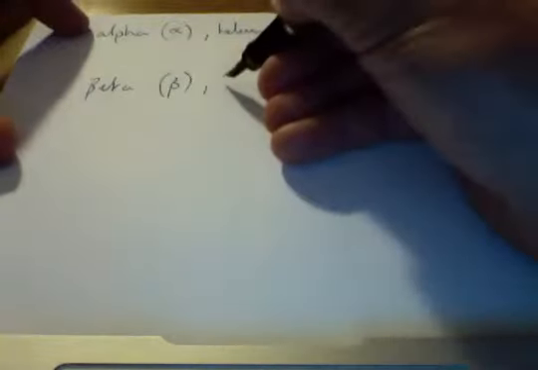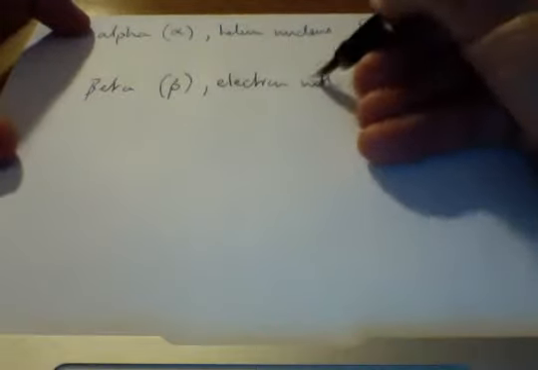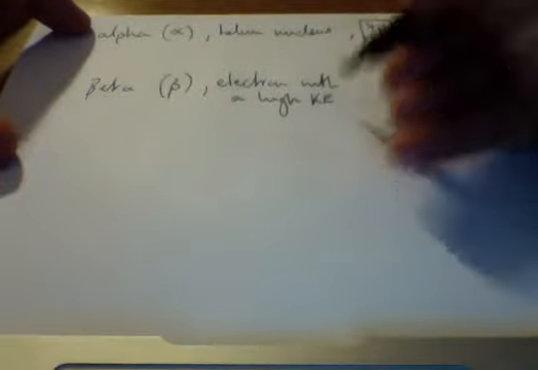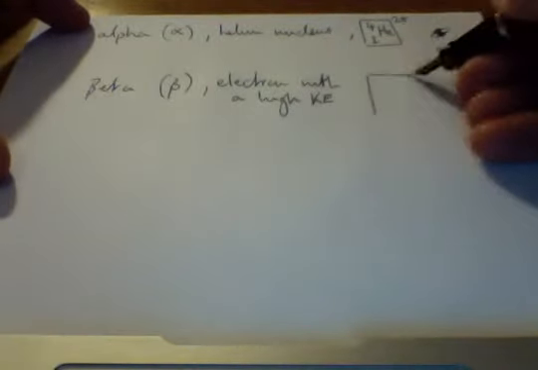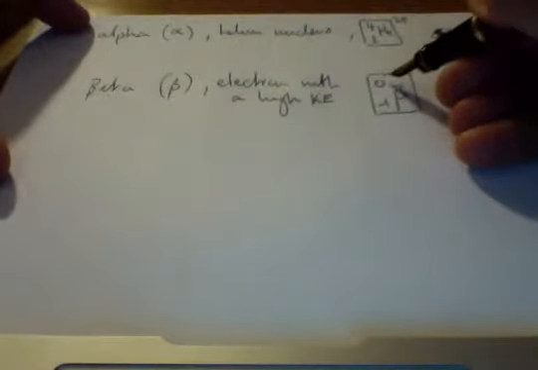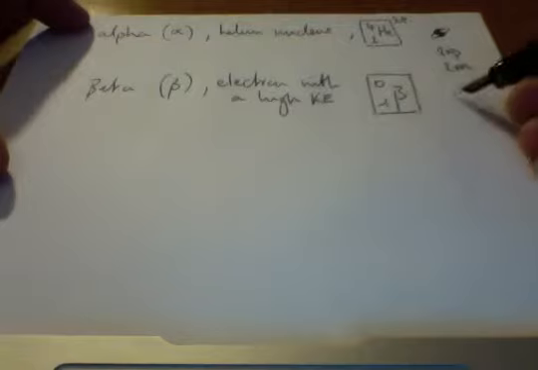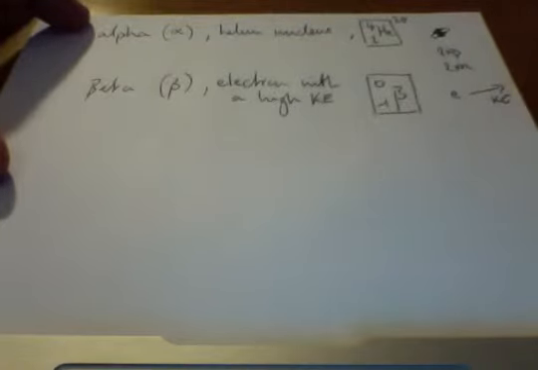Okay, what about a beta particle? Well, in essence, this is an electron on its own with a high kinetic energy. It's moving very, very fast. I often give it the symbol like this. It doesn't have any mass because electrons have very negligible mass, but it has a charge of -1. Electrons are negatively charged. So it is just an electron moving with lots of kinetic energy.